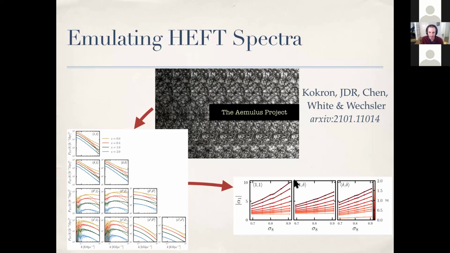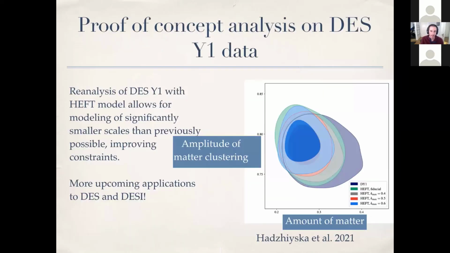Okay, so with this in hand, we can then use this model to actually fit data. That's been done now in this nice paper led by Boriana Ajiska. She's actually not a collaborator of ours, but this is really nice work that illustrates the benefits of this type of model. This is reanalyzing the first year of data from the Dark Energy Survey using this hybrid effective field theory model.